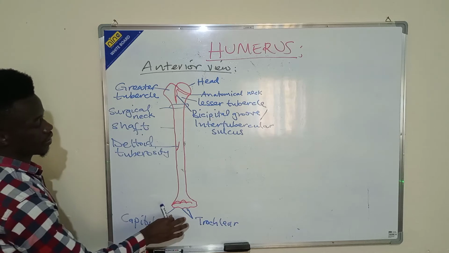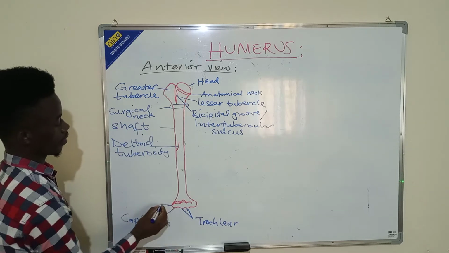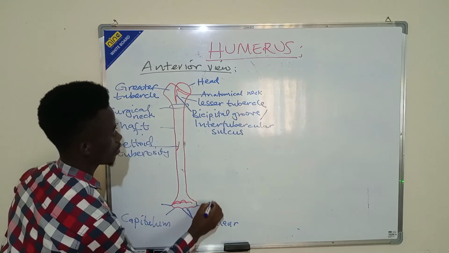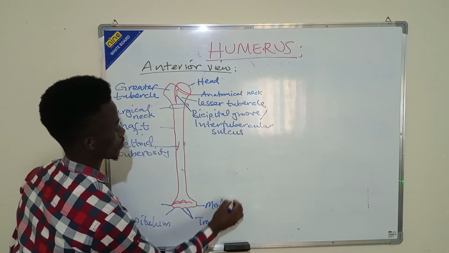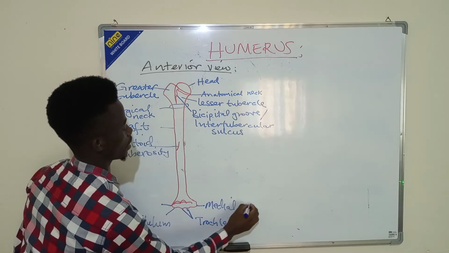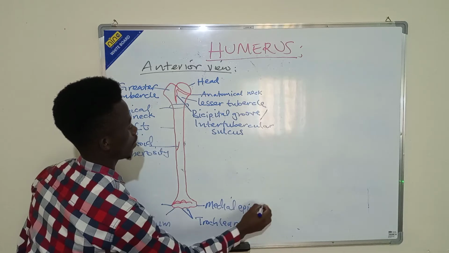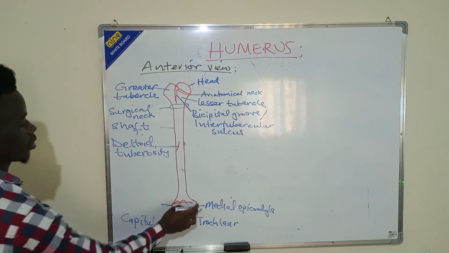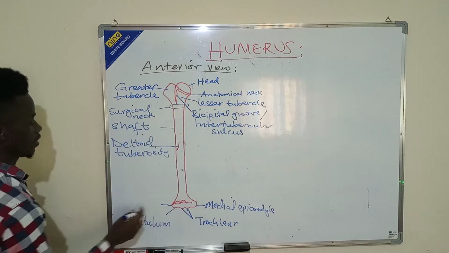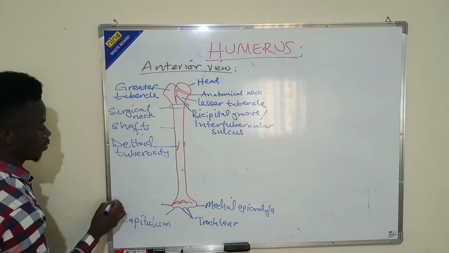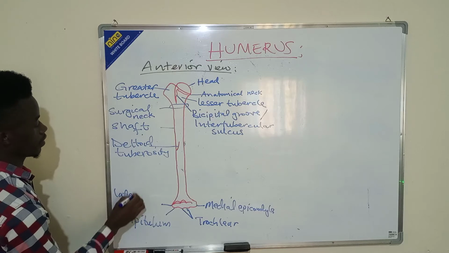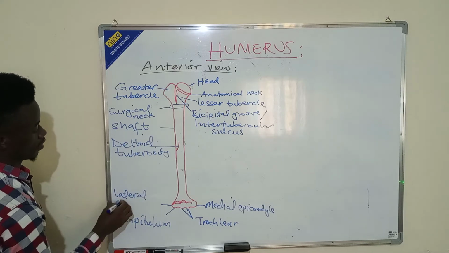The two condyles give rise to the epicondyles. So we have the medial epicondyle, and all these are palpable. You can feel them if you touch the medial side of your elbow and then the lateral side of your elbow. These are very prominent structures. Laterally we have the lateral epicondyle.